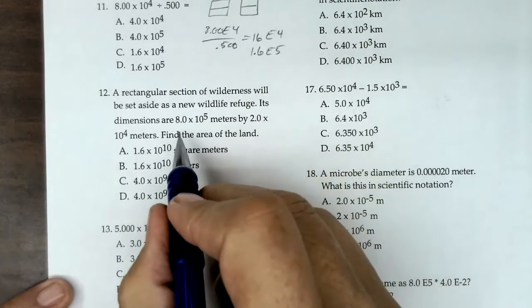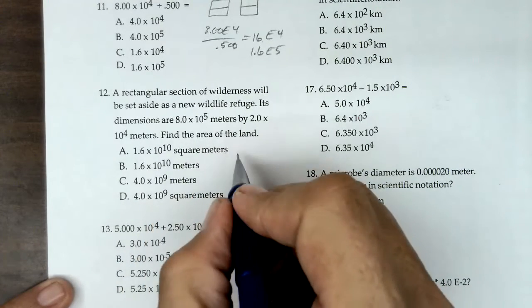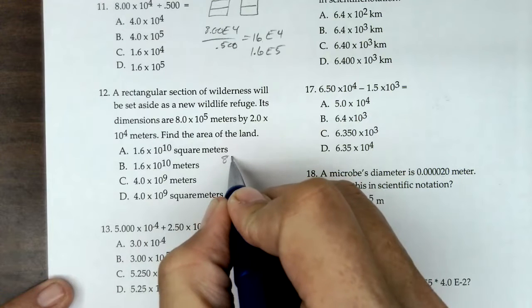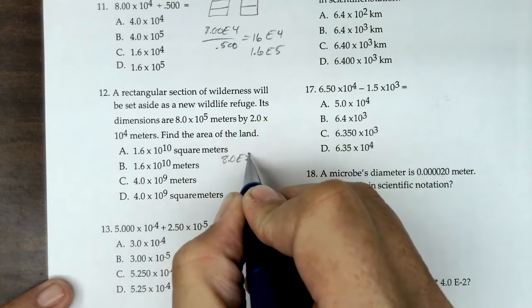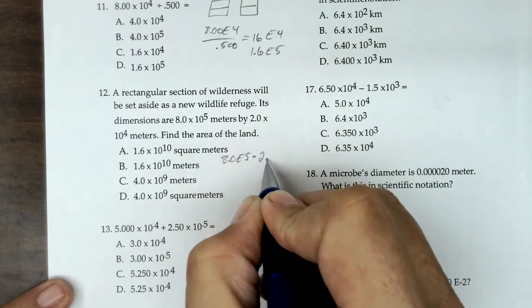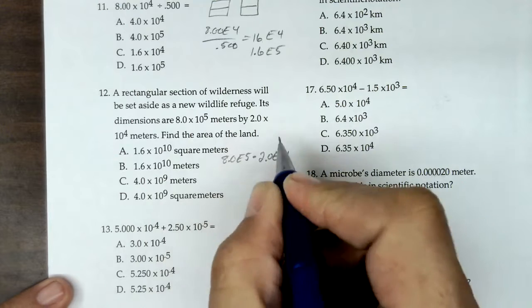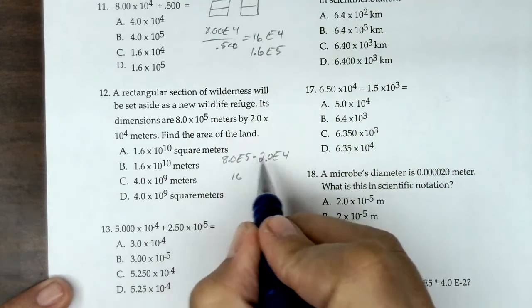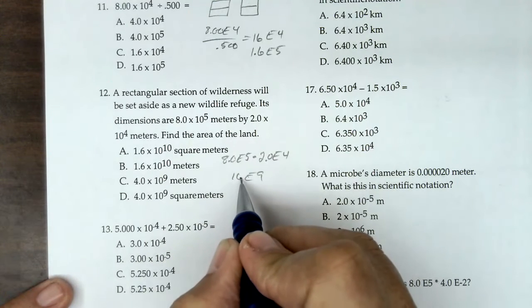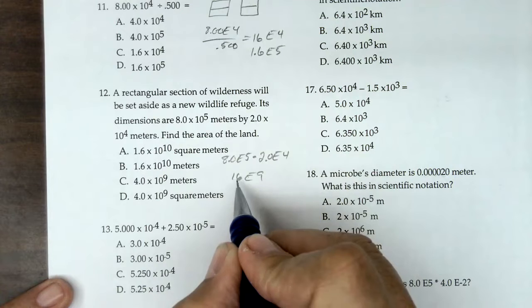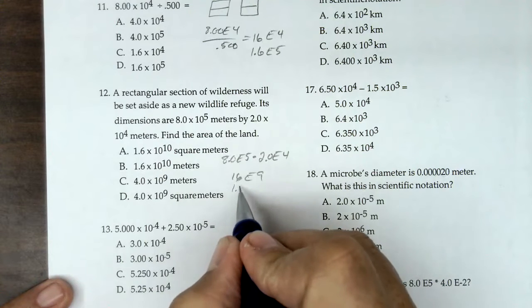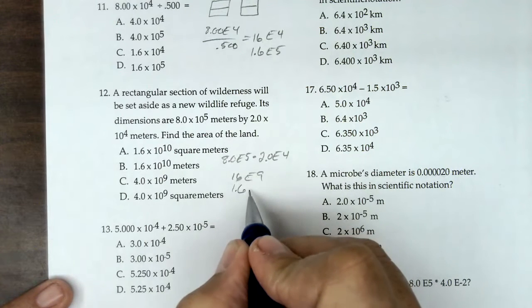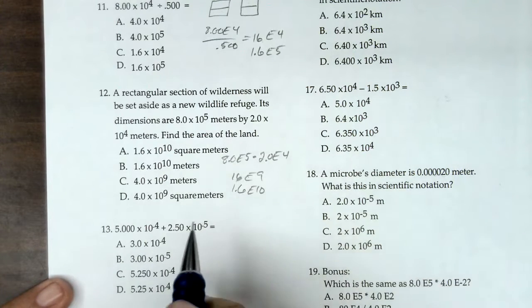The area will be the dimensions multiplied by each other. So we have 8.0 E5 times 2.0 E4. 8 times 2 is 16. We add the exponents and we get 9. However, the decimal is not in the right place. It needs to go here. So this is 1.6. This just got smaller. This must get bigger, E10.